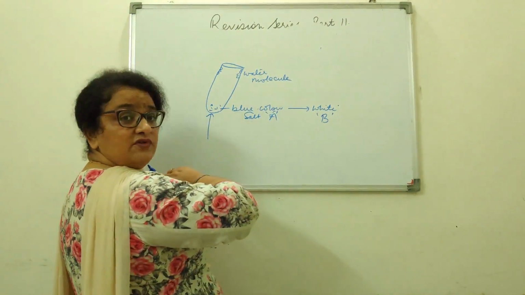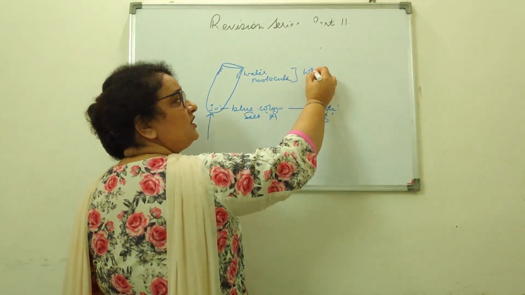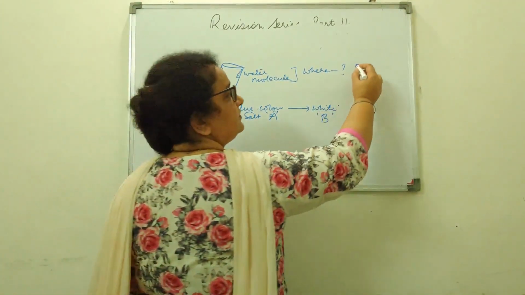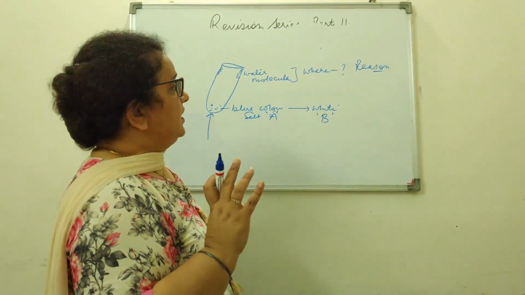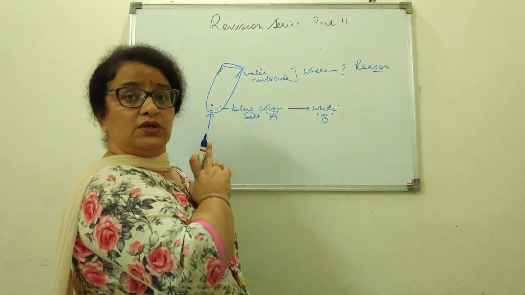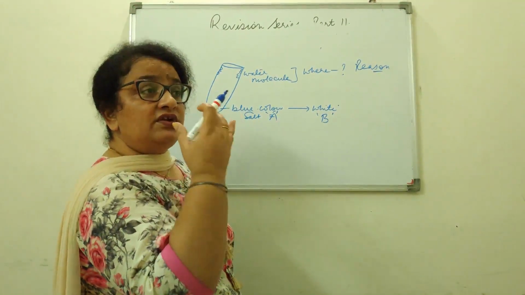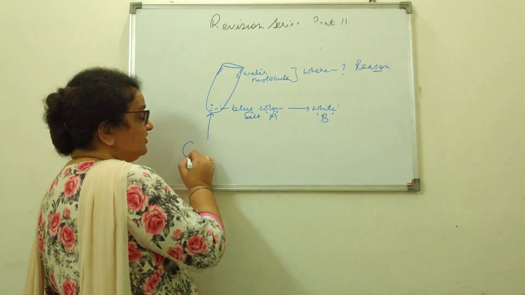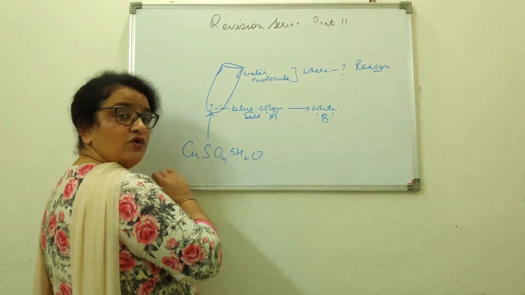Now the next part of the question is, from where do these water molecules come? You have to give the reason. I am writing the question in the form of clues. So, identify the reason for water molecules, and the next part is, give the type of chemical reaction. So we can identify this blue color salt as hydrated copper sulfate with 5 water molecules.